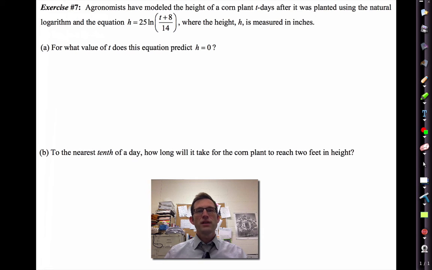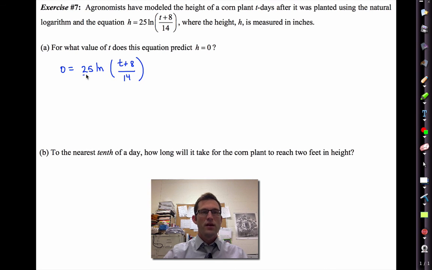Letter A, for what value of t does this equation predict that h is equal to 0? The height is equal to 0. All right, so we have to solve this equation. To solve that equation, again, we just need to undo what's been done to t. Let's see, we had t, we added 8, we divided by 14, took the natural log and multiplied by 25. So first thing I'm going to do is get rid of the 25. 0 equals the natural log of t plus 8 divided by 14.